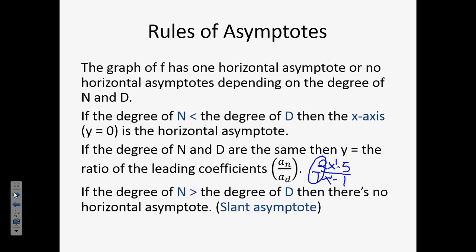Lastly, if the degree of the numerator is bigger than the degree of the denominator, then there isn't a horizontal asymptote. Instead, you'll have a slant. And our graph will look something like this. We have a vertical going on here. And it may look something like this. We're going to talk about that some more.